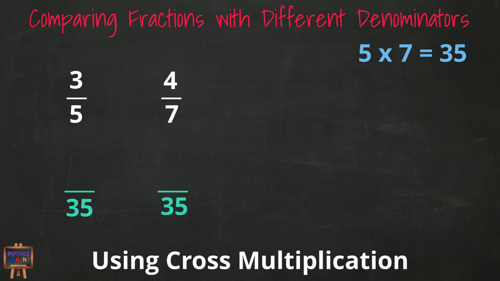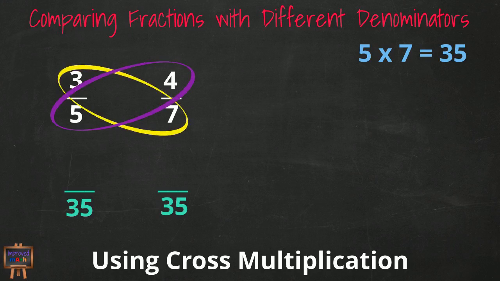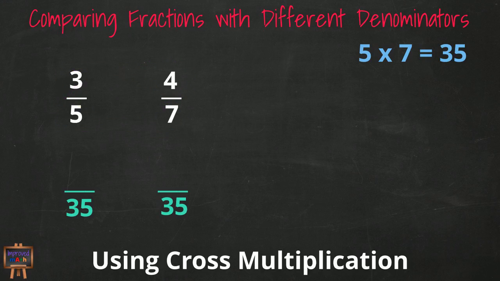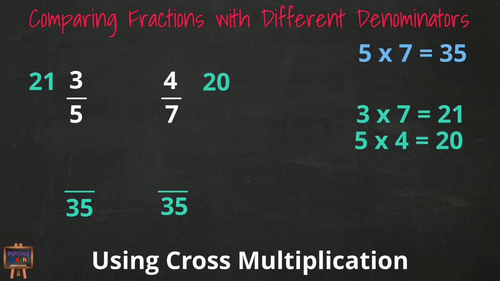Cross multiplication in this instance is going to be multiplying the numerator of one fraction by the denominator of the other fraction, and vice versa. The first step would be to multiply 3 times 7, which would give us 21. This is going to be our new numerator. We would put this new numerator next to the numerator we just multiplied it by. In this case, it would be next to the 3. We would next multiply 5 times 4, which is 20. This is the numerator for our second fraction. We can say that 3/5 is greater than 4/7 because 21 is greater than 20.